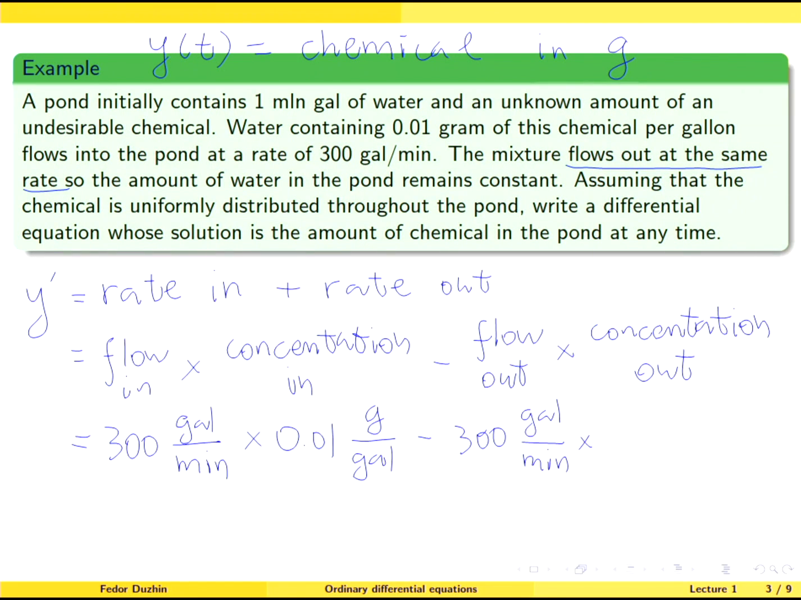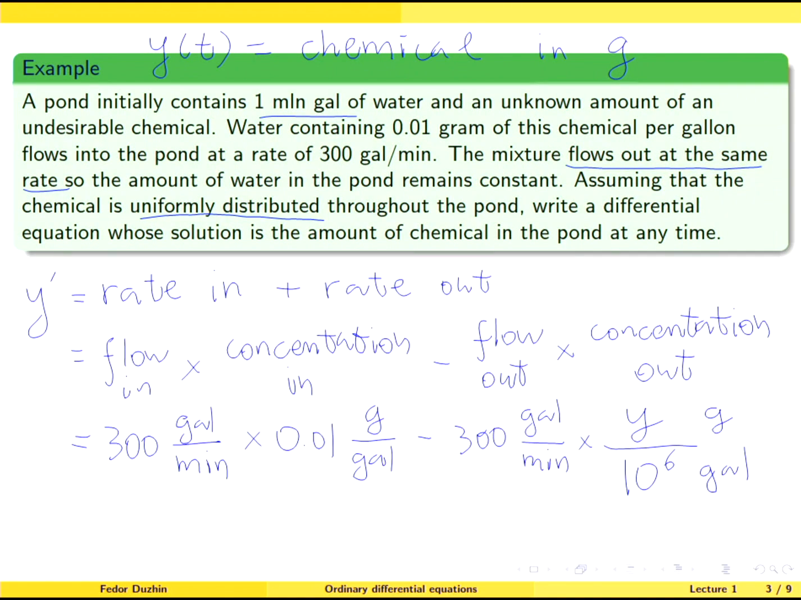What is the concentration of this chemical in the outflow? Assuming that the chemical is uniformly distributed throughout the pond, the concentration in the outflow is the same as the concentration of the chemical in the whole pond. And the concentration of the chemical in the whole pond is, of course, the total amount of chemical divided by the total volume of the pond. The total amount of chemical is y grams, and the total volume of the pond is 1 million gallons, so I will write 10 to the 6 gallons.